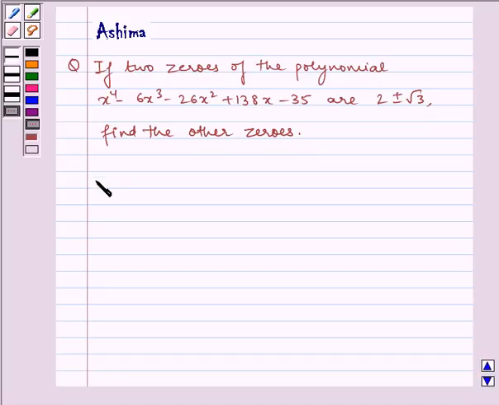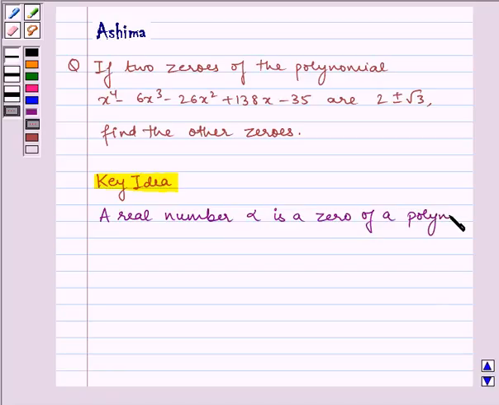Let us write the key idea that we will be using in the question. A real number alpha is a zero of a polynomial P of x if P of alpha is equal to zero.